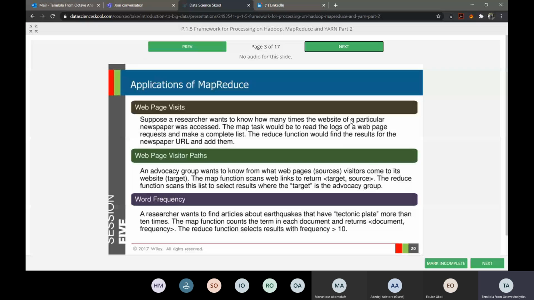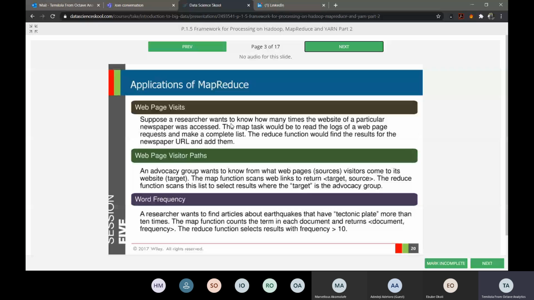So the mapping task here will be to read the logs of the web page and make a complete list. Then the reduce function will find the results of the newspaper URL and add them. That way it will add all the values for which the newspaper URL was clicked and give you the value. That value will be the number of times people accessed that newspaper URL, the number of times people clicked on that newspaper URL on the researcher's website.